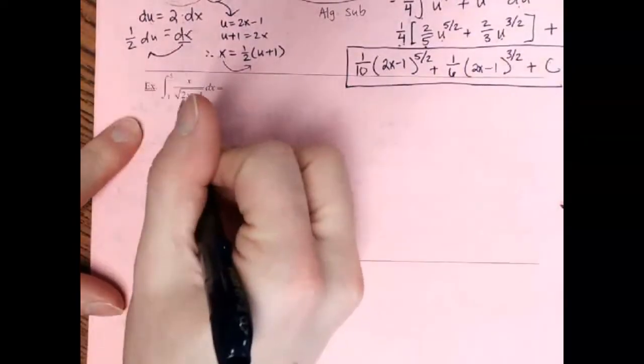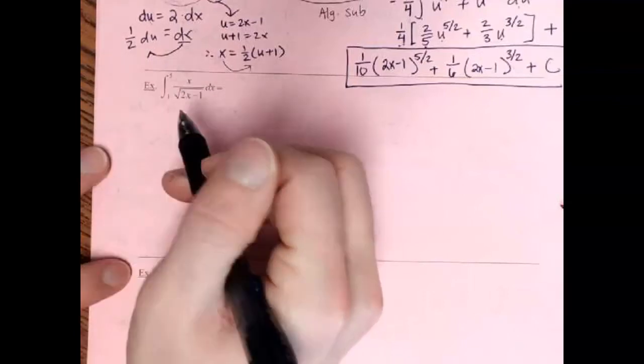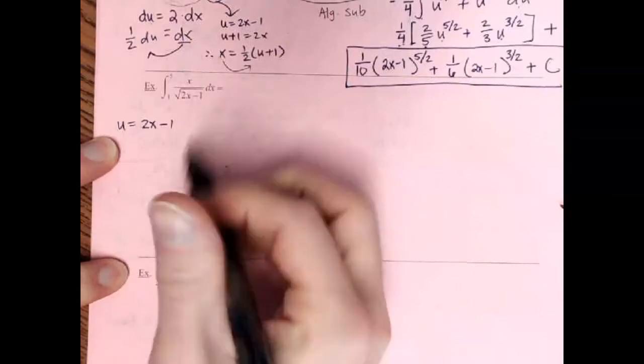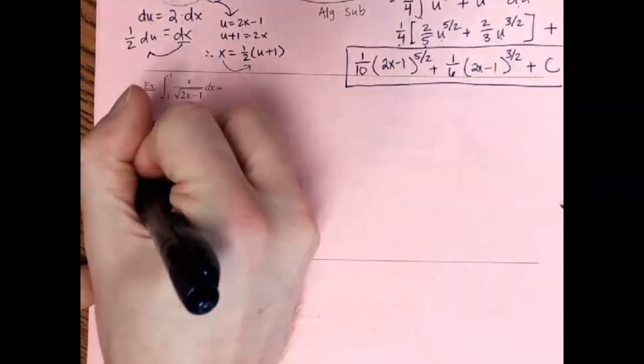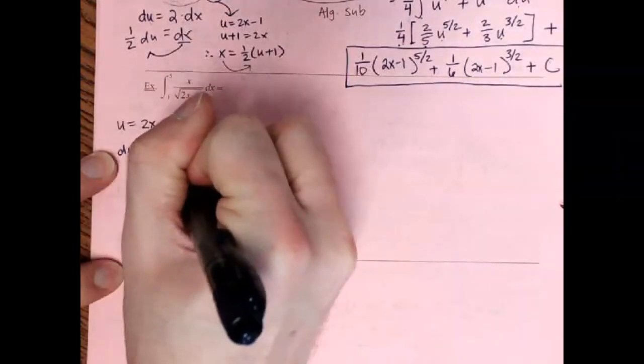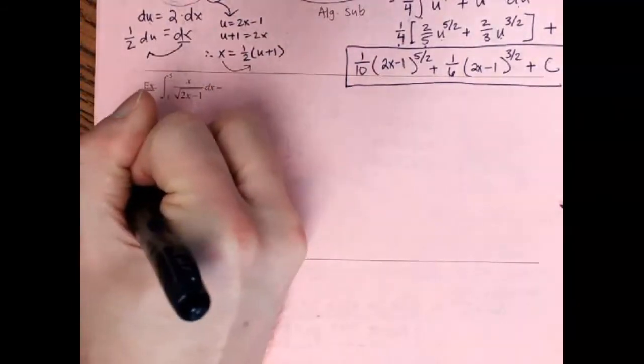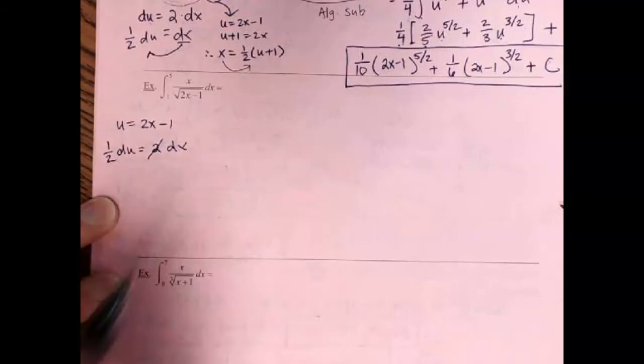Okay, so here's my u chunk. That's the extra x. So u is going to be 2x minus 1. It's the same thing as the previous question. So then the du would be 2 dx. I don't have the 2. That's okay. 1/2 of du is going to be equal to dx.